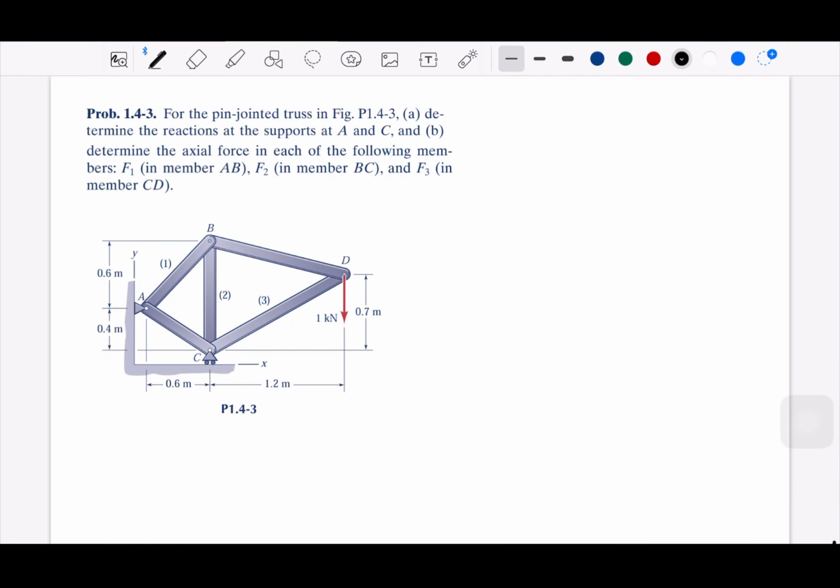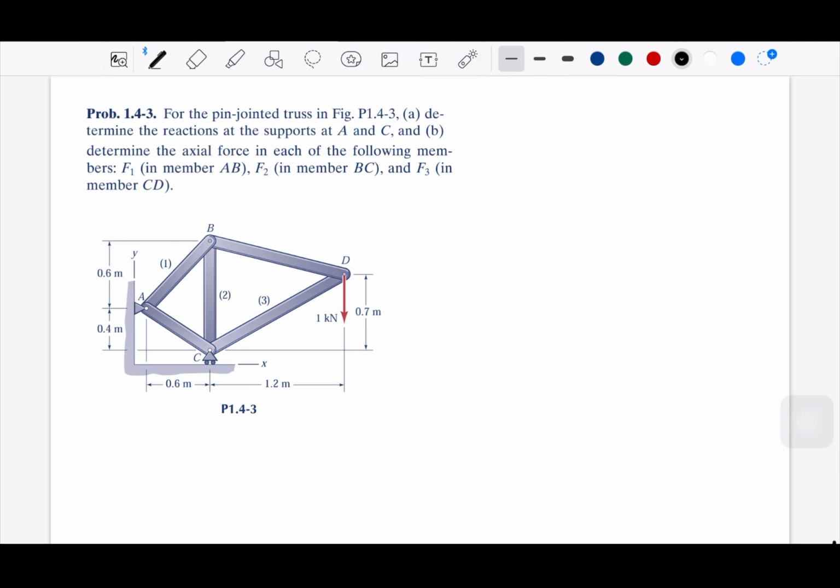Okay, hello everyone. I would like to add just one small explanation on your exercise. I will solve problem 1.43, which is on the review of statics. We call this a pin jointed truss. You need to determine the reactions at supports A and C. That's the first question.